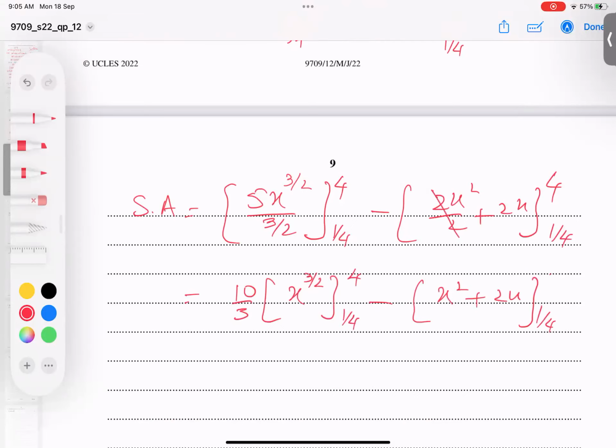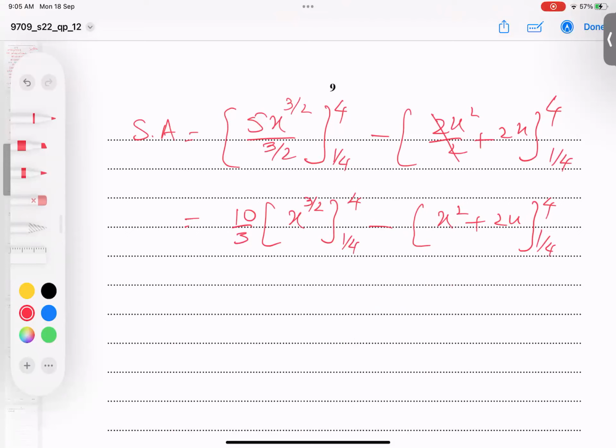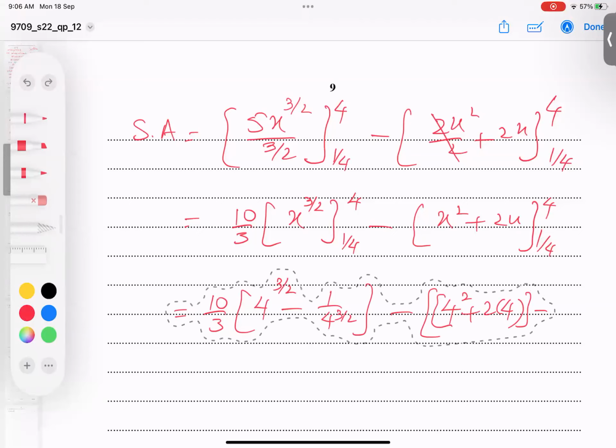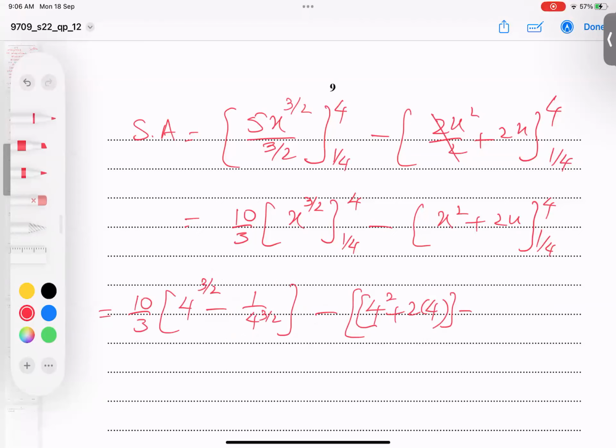Now I'm going to plug in the limits, students. How can we plug in the limits? With 10 by 3 outside, put 4 in the place of x. So 4 to power 3 by 2, and then plug in 1 over 4 here, 1 over 4 to power 3 by 2. Write the full 3 by 2 or write only 4, no problem at all, same thing. Now here, replace x with 4 everywhere. So 4 square plus 2 times 4. Upper limit done. Minus, now put 1 over 4. So when I plug it in here, what does it become, students?